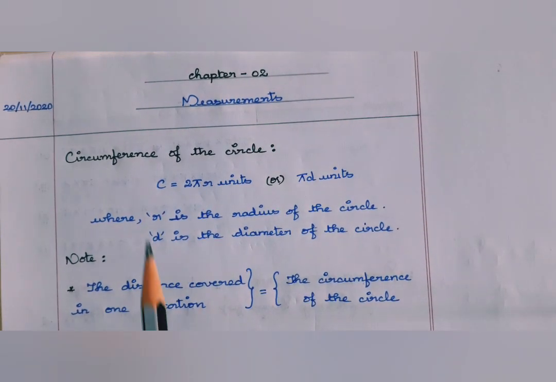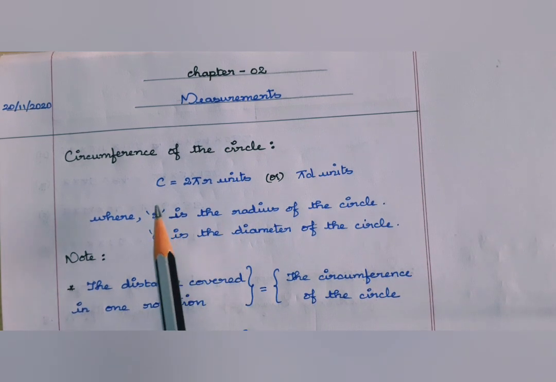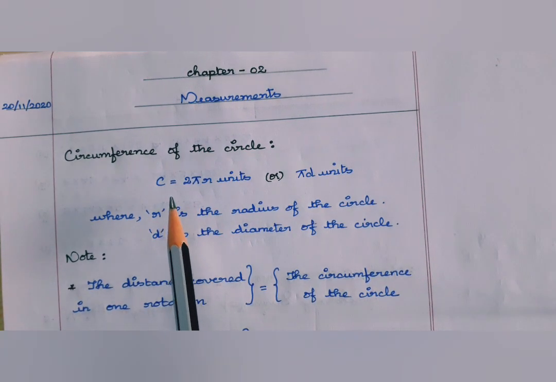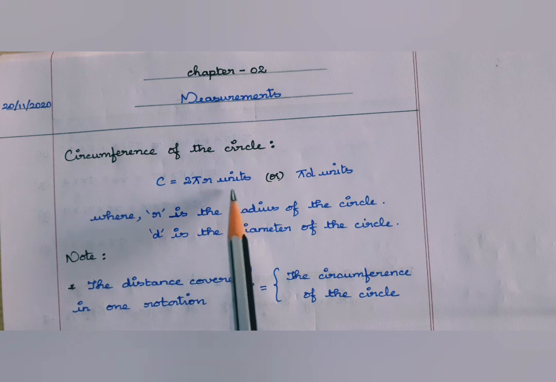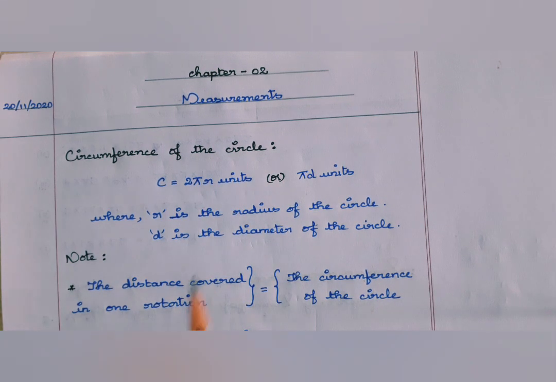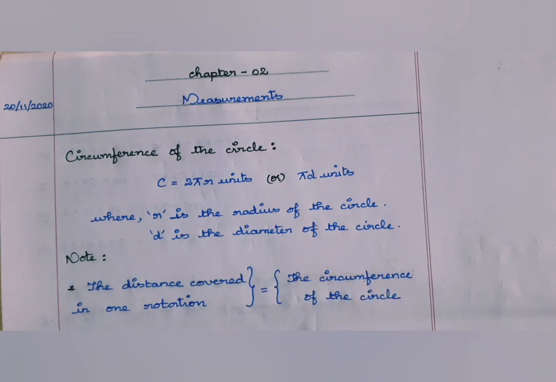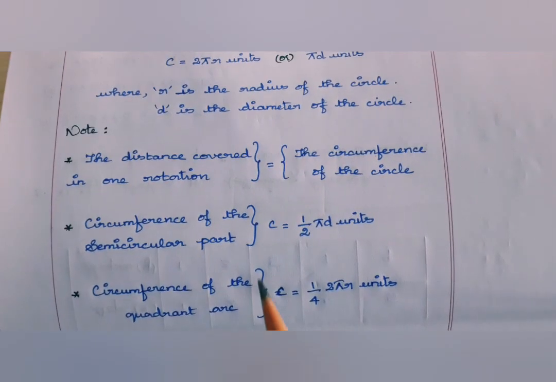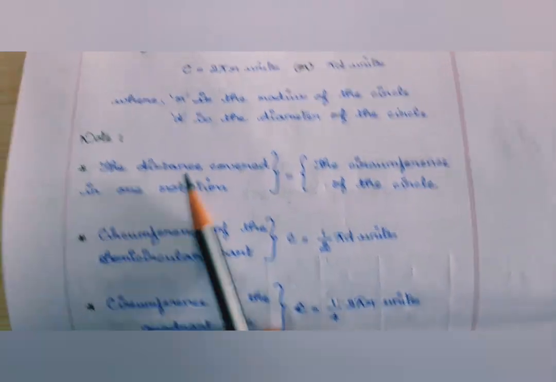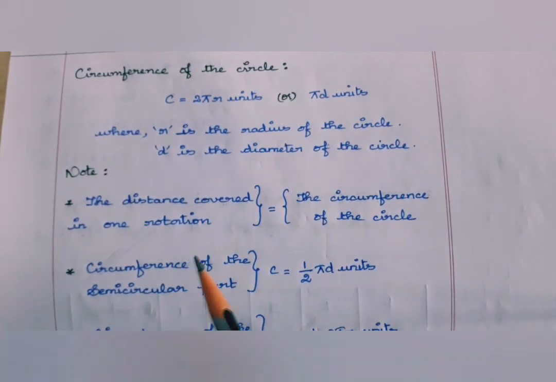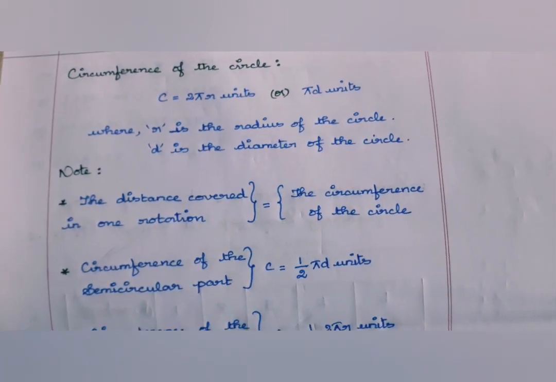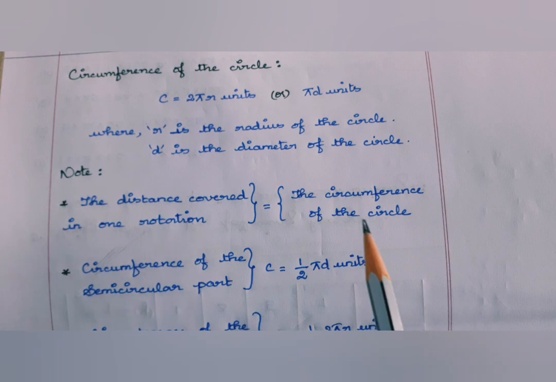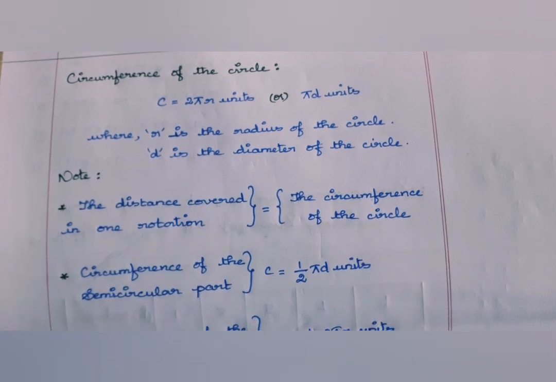First we learn what the circumference of the circle is. You already saw in the introduction that circumference is equal to 2 pi r units or pi d units, where r represents the radius of the circle and d represents the diameter. Here is an important note: the distance covered in one rotation is equal to the circumference of the circle.